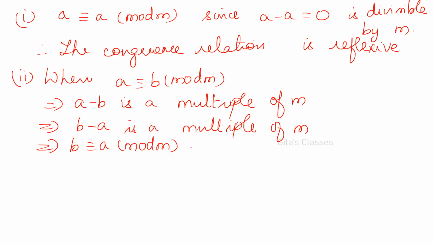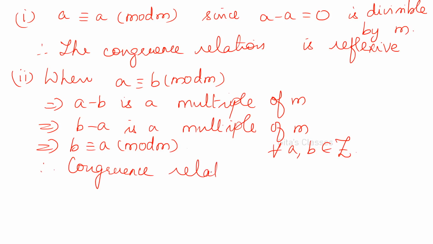So it is true for all A, B in the set of integers. Okay. Therefore, the congruence relation is symmetric.